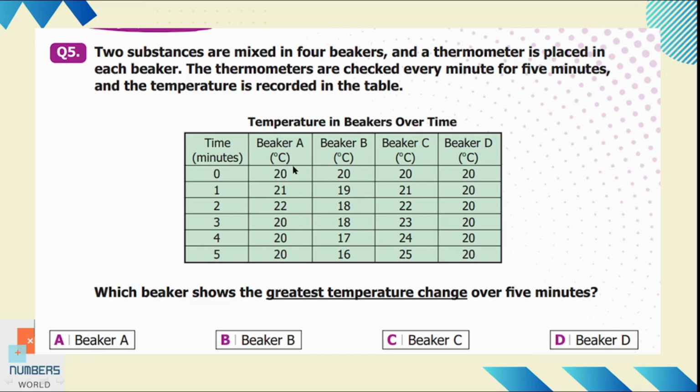So here we can see the temperature is the same in beaker D. In beaker A, the temperature is mostly 20 degrees Celsius. In beaker B, the temperature is changing, but it is 18 degrees Celsius for the second and third minute. In beaker C, the temperature is changing every minute. So the greatest temperature change is in beaker C. So option C is the correct option.